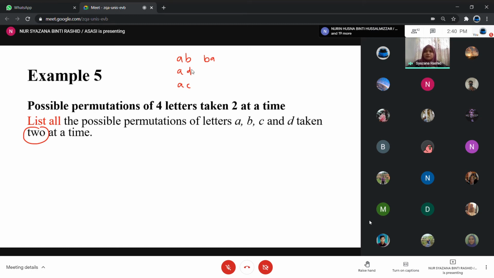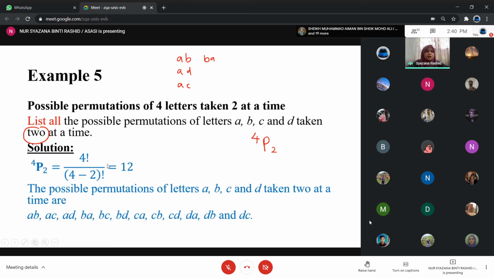So once we know the number of permutation, okay, berapa banyak objek? Kita ada 4 objek. Okay, nak susun berapa banyak dalam satu masa? Nak susun 2 saja. So you will use this, find the number 4P2. Okay, 4P2. So you dapat 12. So meaning that bila you list, make sure ada 12. So 1, 2, 3, 4, 5, 6, 7, 8, 9, 10, 11, 12. Okay, we have 12 possible permutations.